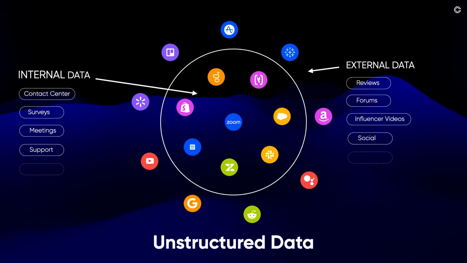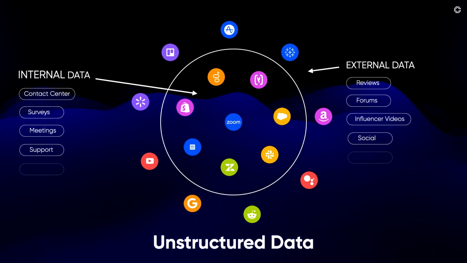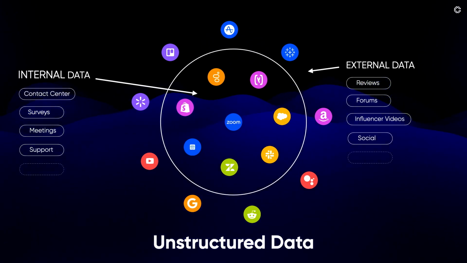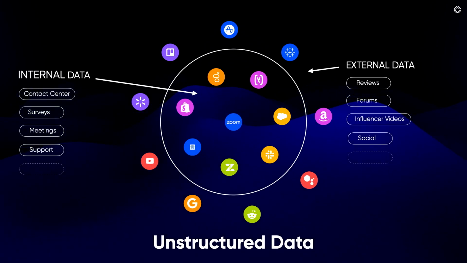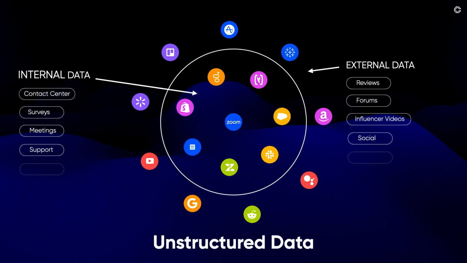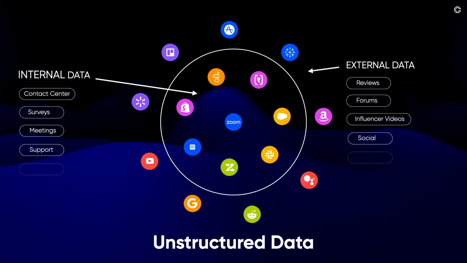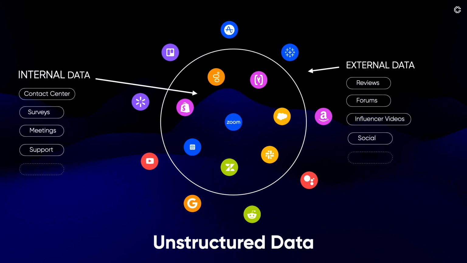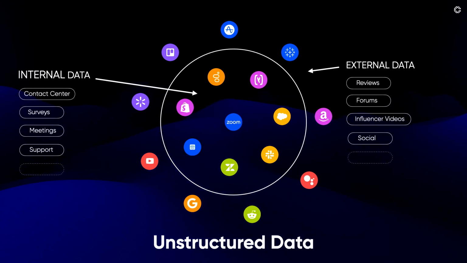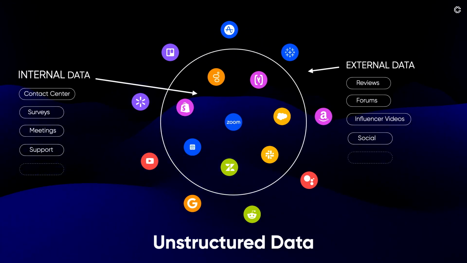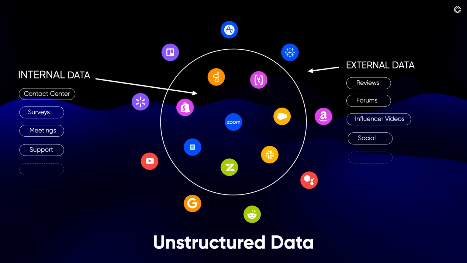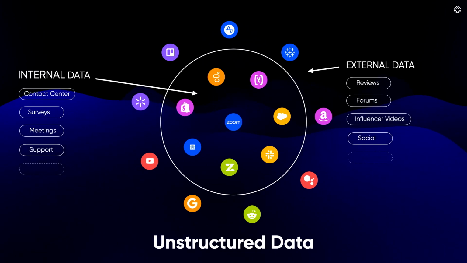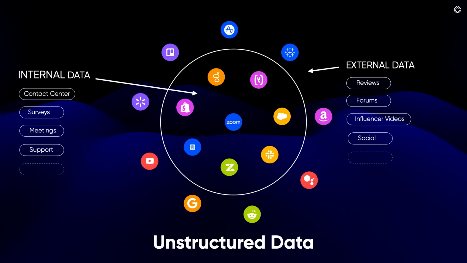When enterprises look at the data, they look at it as either external data or internal data. External data is in reviews, videos, forums. That's where the market signals and market experiences are. Internal data is mostly contact center data, meetings, or surveys, the data enterprises guard very closely. That's where their employee experience and customer experience come in. That's the big picture, the world of unstructured data.